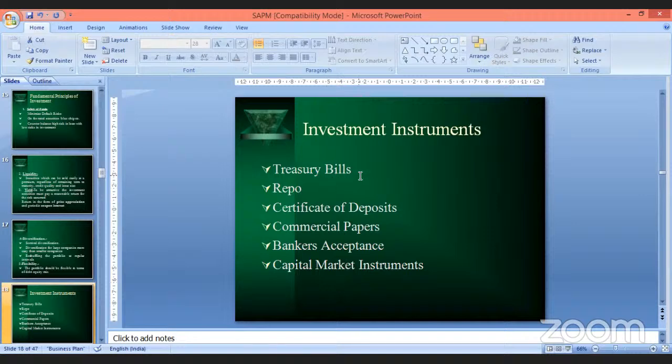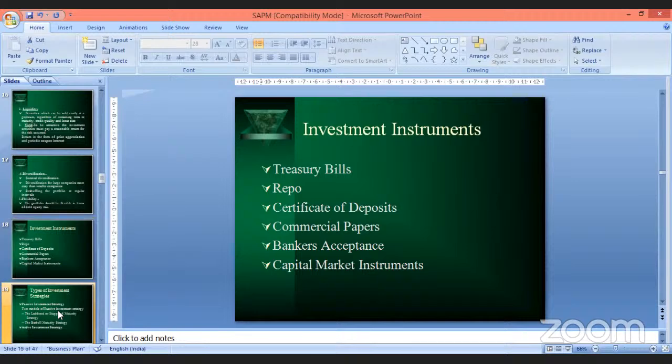What are money market instruments? Treasury bills, repo, certificates of deposit, commercial papers, bankers' acceptance. Again, capital market instruments are also there. Under capital market instruments, equity shares, preference shares, debenture instruments, debt, these are there. Okay, so these are the various investment instruments. These investment instruments are otherwise also known as financial instruments or financial assets. Please remember.